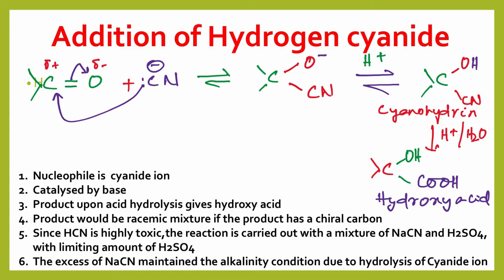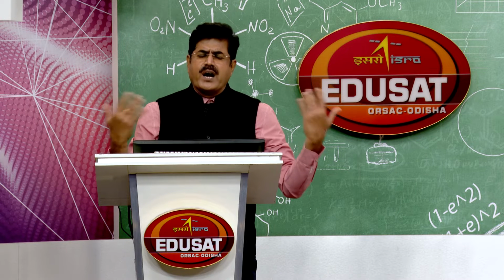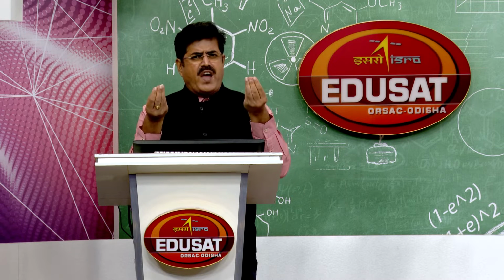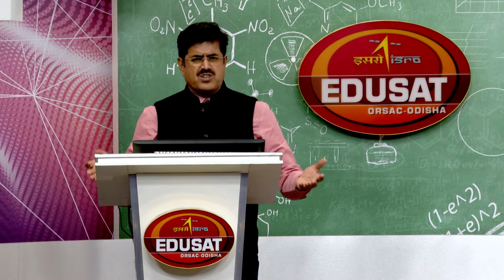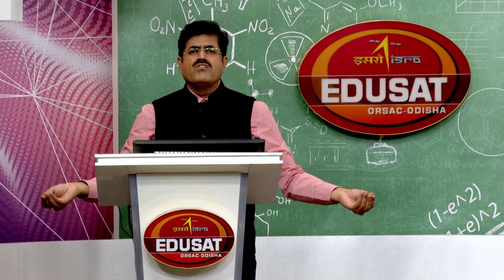I am just referring to how the nucleophilic addition of hydrogen cyanide takes place and what the characteristics of addition of hydrogen cyanide to the carbonyl compounds, I mean aldehydes and ketones, are. Let us see that. Number 1, the nucleophile is cyanide ion. Number 2, catalyzed by a base. Why is a base required? Just to generate the nucleophile. Which one is the nucleophile here? CN minus ion. From where is it generated? From hydrogen cyanide. Why does hydrogen cyanide not furnish CN minus to a larger extent? Because HCN is a very weak acid, so it ionizes to a smaller extent. So the concentration of CN minus is very low.